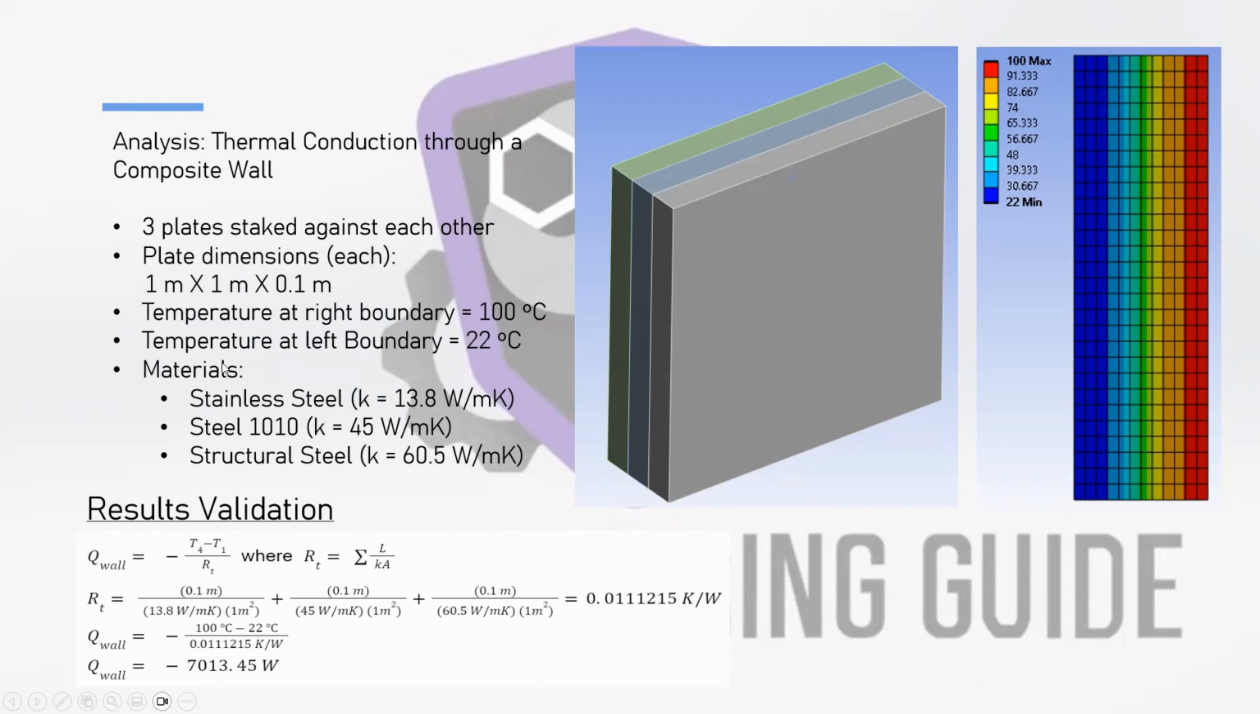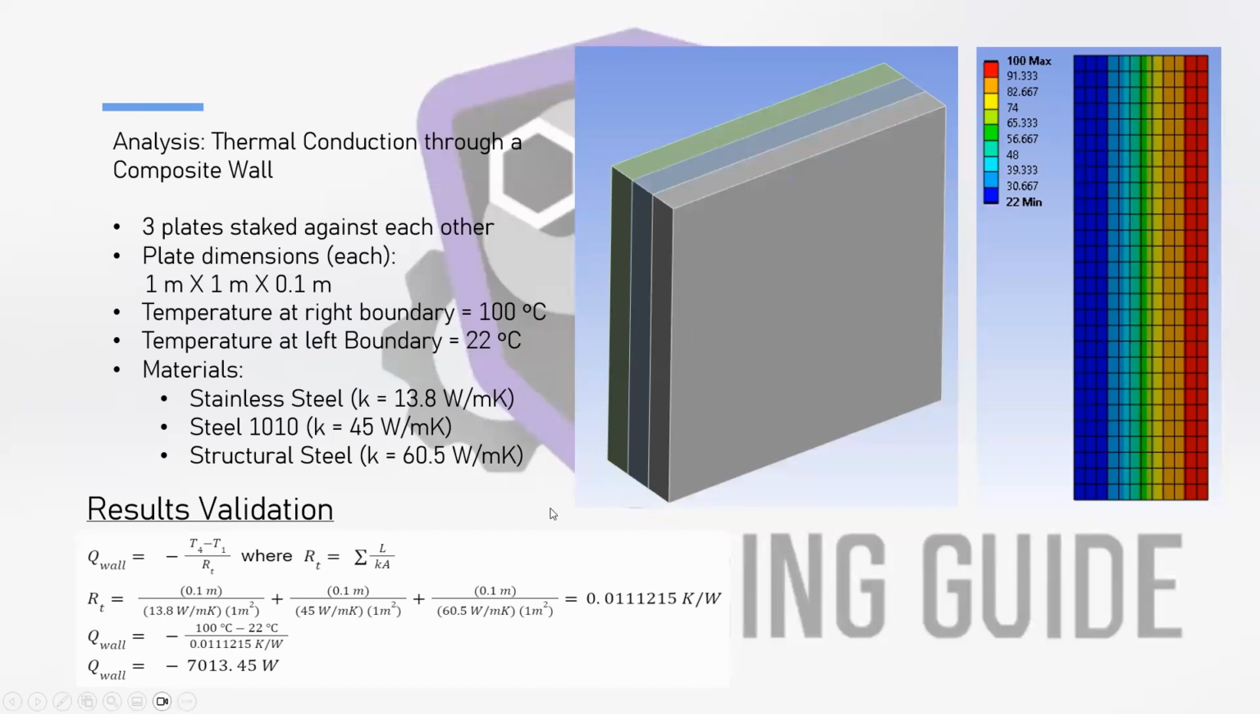Now, the materials for the plates, I have chosen just 3 materials at random from the Ansys Workbench. The first plate is going to be of stainless steel, which has a thermal conductivity of 13.8 watts per meter Kelvin. The middle plate is going to be made of a material of steel 1010, which has a thermal conductivity of 45 watts per meter Kelvin. And then the last plate is going to be structural steel that has a thermal conductivity of 60.5 watts per meter Kelvin.